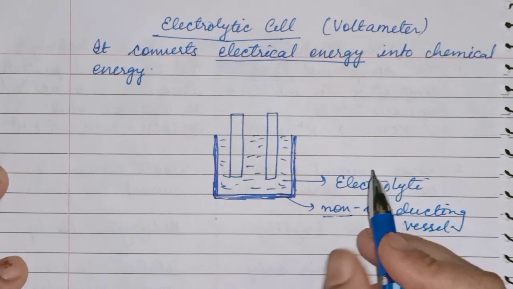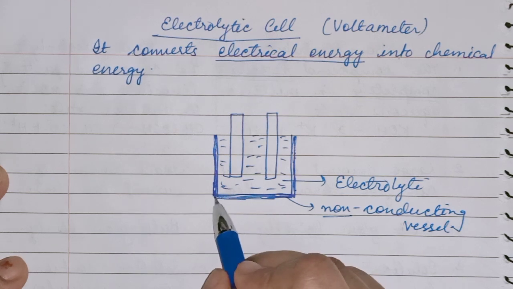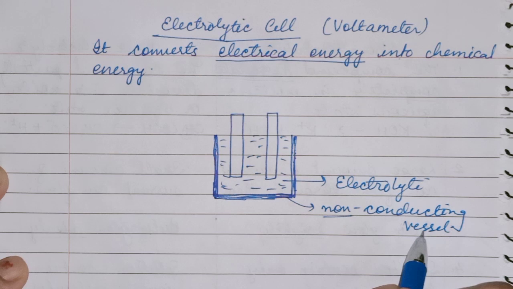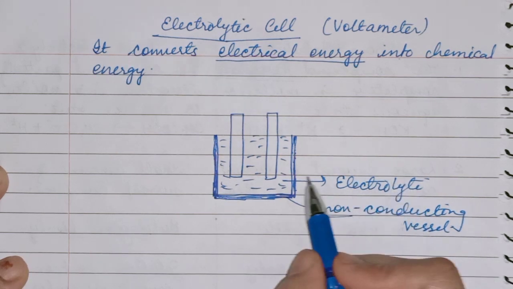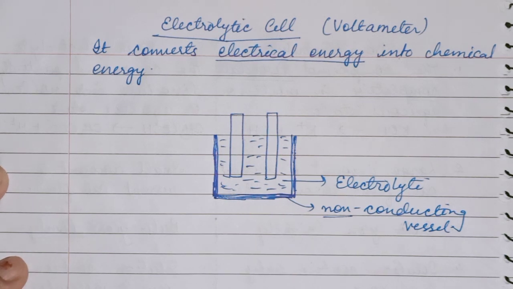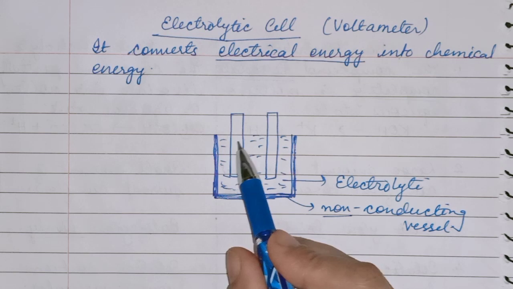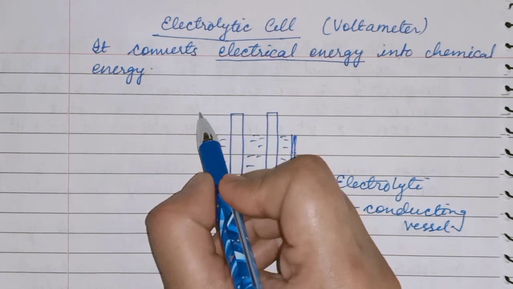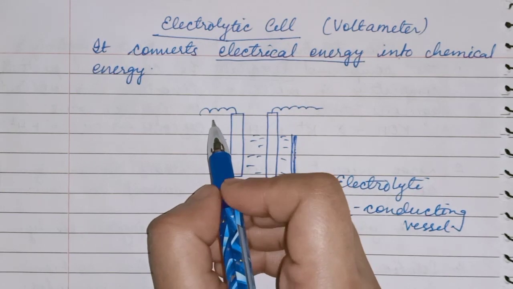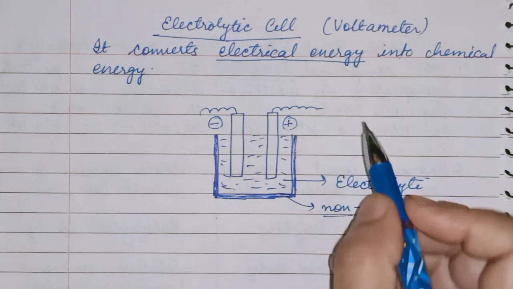Why is the vessel non-conducting? Because if it conducted, then some of the ions from the vessel would also go into the electrolyte. That's why we take a non-conducting vessel, in which the electrolyte can only dissociate. In this vessel, the electrolyte is present as well as two electrodes. Electrodes are rods, one negative and one positive.